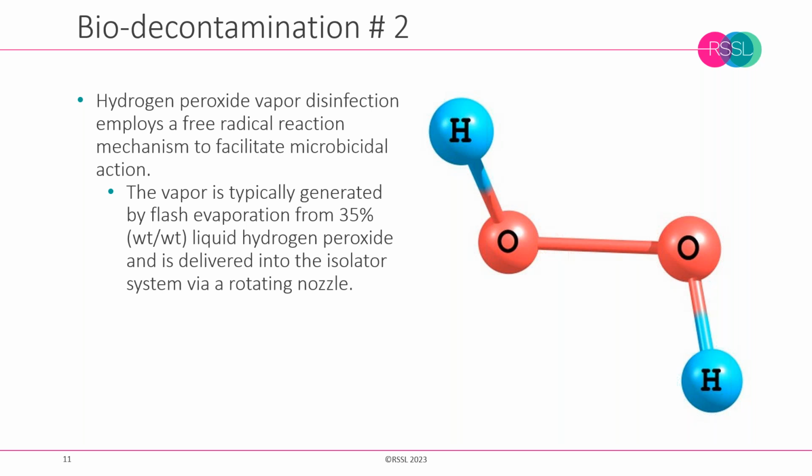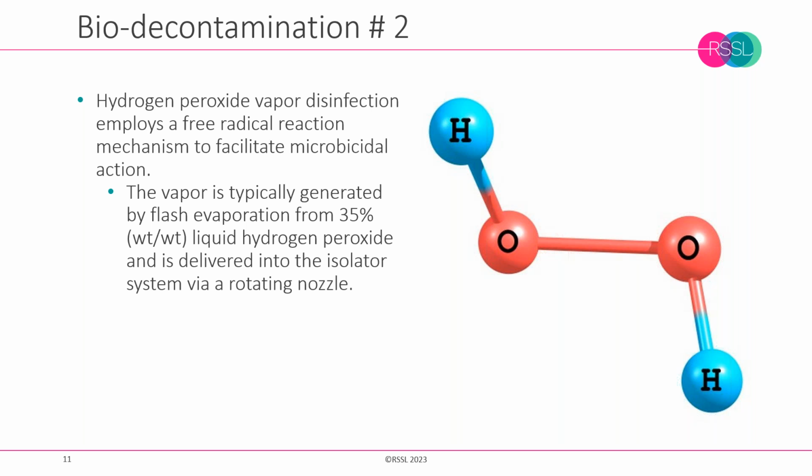So hydrogen peroxide is a vapor disinfectant, and it employs a free radical mechanism, and this facilitates its microbicidal action. And it is very difficult, if not impossible, for microorganisms to develop any kind of resistance to a free radical attack. But this is dependent upon the vapor reaching the microorganism. So the distribution within the isolator is important.